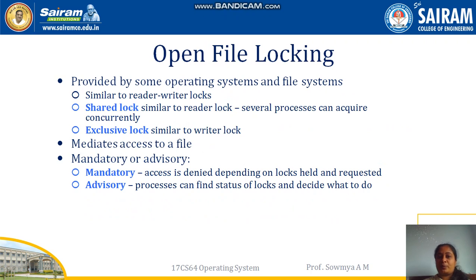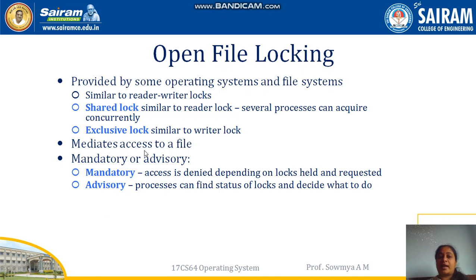Next one is open file locking. In open file locking, again we have read, write, lock. Who can read the file, who can write into the file, that is one read, write, lock. Next one is shared lock. Similar to read lock, several processes can acquire it concurrently. Shared lock is like, if you have a reader-writer problem, then we use shared lock for writing and reading purposes. Next one is exclusive lock, similar to write lock.